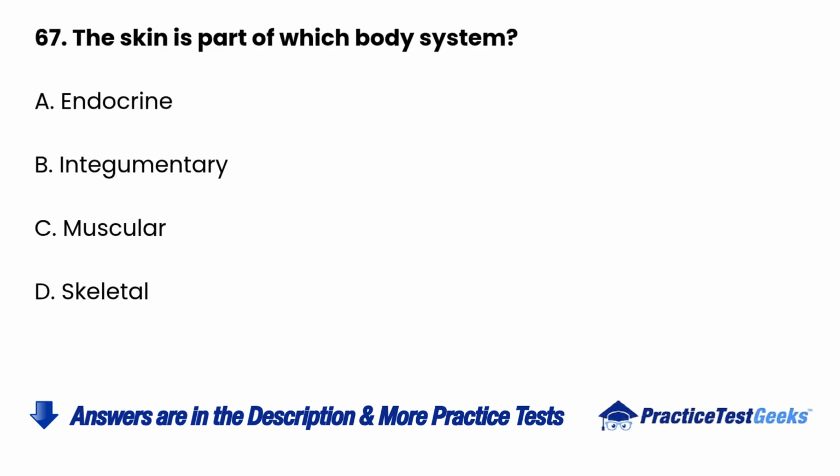67. The skin is part of which body system? A. Endocrine. B. Integumentary. C. Muscular. D. Skeletal.